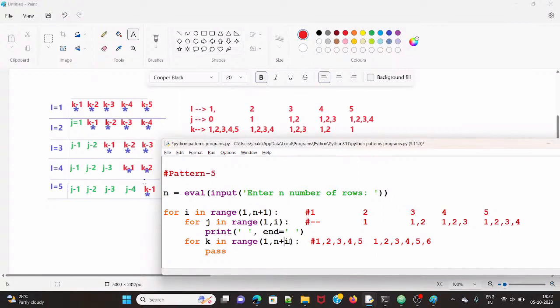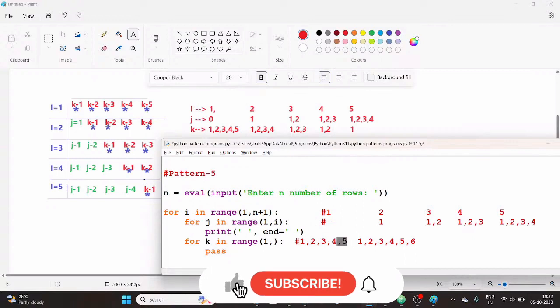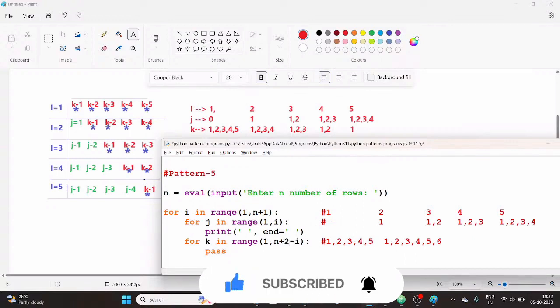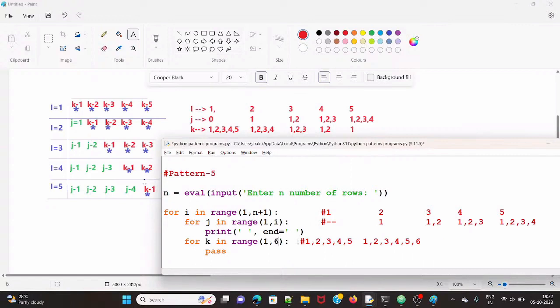Let's take, for example, n plus 1 minus i. I take the minus here. So n plus 1 means 6. First time, when i value is 1, 6 minus 1 is 5. 1 comma 5 means 1, 2, 3, 4 only will come, 5 will not come. But I want 5 also. So n plus 2: 7 minus 1 is 6, and end 6 means up to 5 will come.